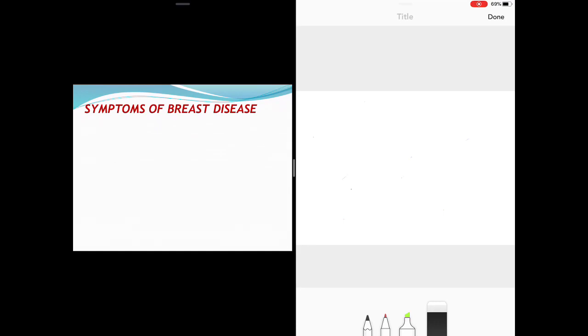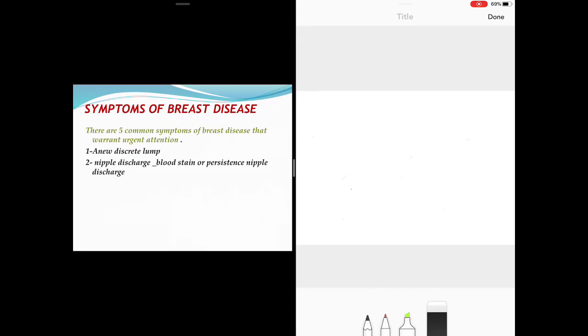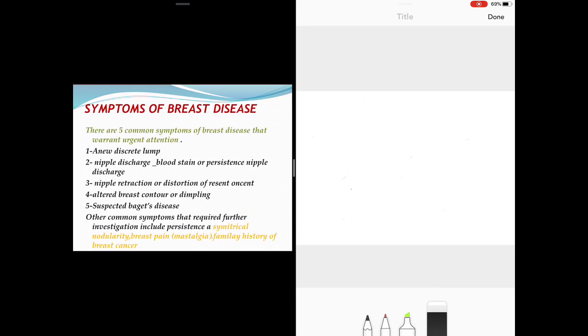What are the symptoms of breast disease? A patient comes to the breast clinic complaining of what? There are 5 common symptoms of breast disease that warrant urgent attention: breast mass, nipple discharge, bloody nipple discharge, nipple retraction, altered breast contour or doubling of the skin. Suspect Paget's disease when a patient comes with an eczematous-like lesion not resolved by anti-allergic treatment, after seeing several dermatologists and using allergy treatments, and you see the nipple has become eroded. This may be due to Paget's disease.